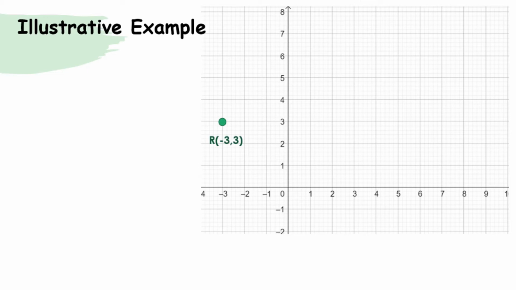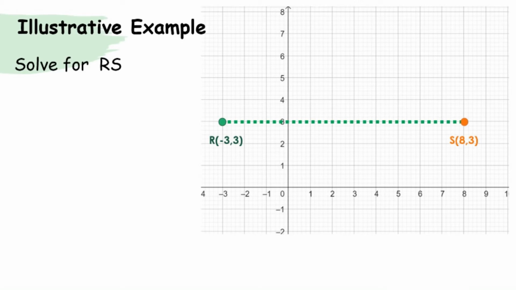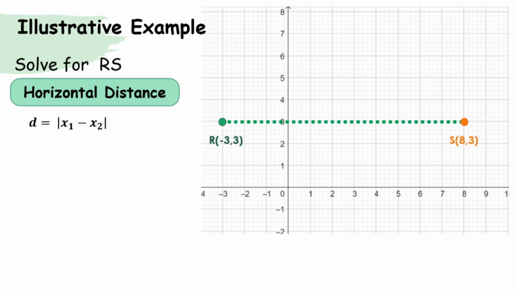Let's have another one. So let's have point R with coordinates negative 3, 3, and point S with coordinates 8, 3. Then solve for the distance between point R and point S. So point R and point S will give you our horizontal distance. So therefore, our formula is d is equal to the absolute value of x sub 1 minus x sub 2.